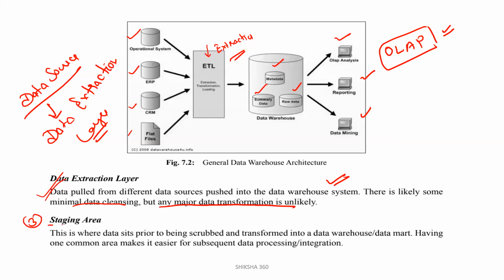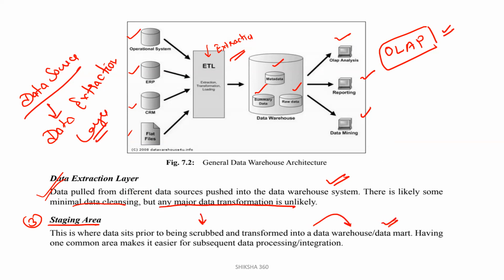Next is the staging area. This is where data sits prior to being scrubbed and transformed into the data warehouse or the data mart. Clear? We can say it is like a storage or parking area. This is where data sits prior to being scrubbed and transformed into a data warehouse or a data mart.